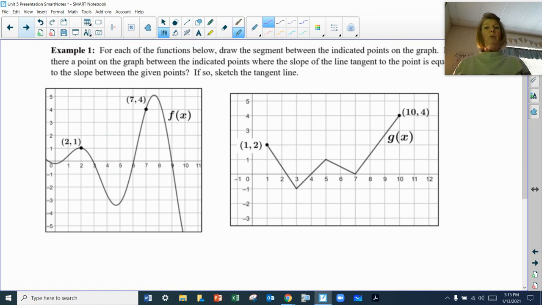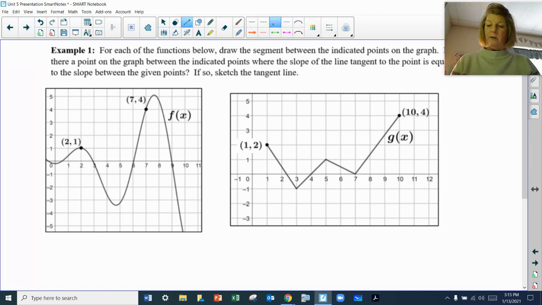Example 1, you may want a ruler for this problem. So go grab a ruler, hit pause, go grab a ruler. Now what we're going to do is draw some lines, thus the ruler. It says, for each of the functions below, draw a line segment between the indicated points on the graph. Is there a point on the graph where the slope of the line tangent to the point is equal to the slope between the given points? If so, draw the line.